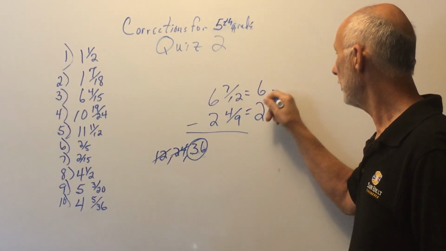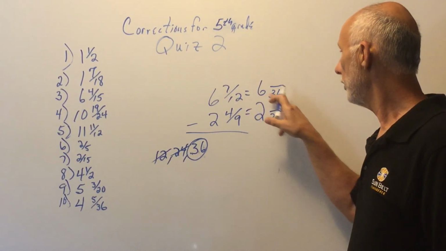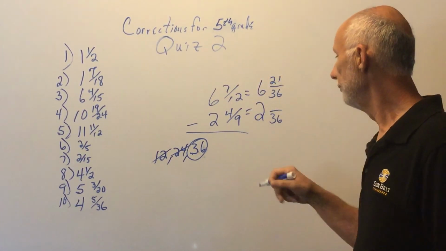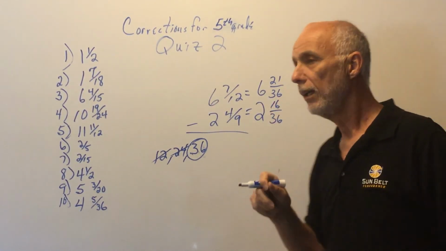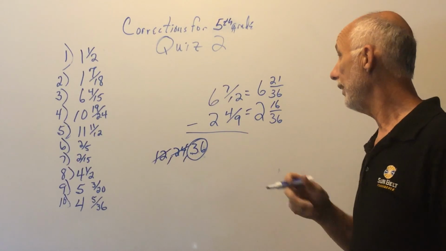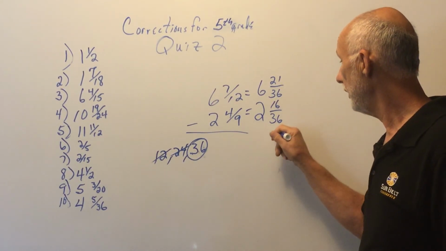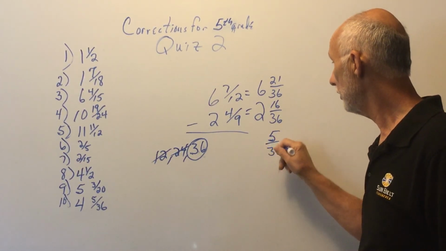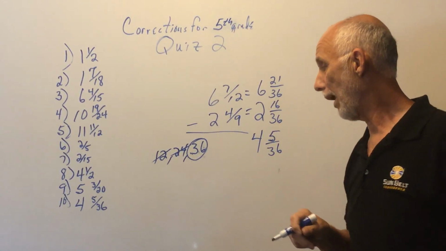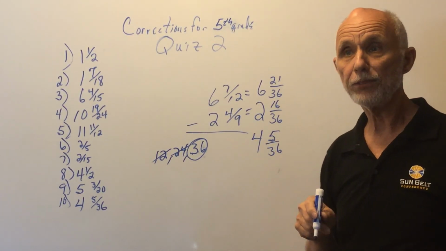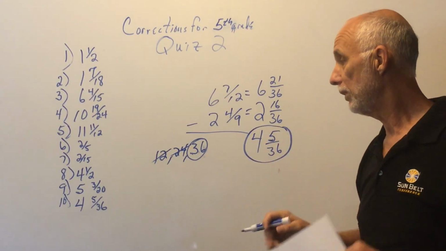Bring the whole numbers over in case you have to borrow. 12 goes into 36 3 times, 7 times 3 is 21. 9 goes into 36 4 times, 4 times 4 is 16. I don't need to borrow, and again, that's why you should have done really well on this quiz. 21 minus 16 is 5/36, and 6 minus 2 is 4. Is it proper? Yes. Is it simplified? Yes. And that is the right answer to number 10.